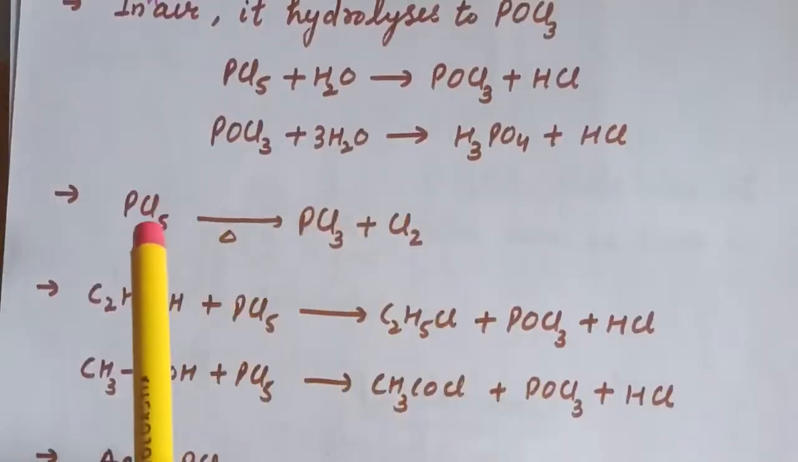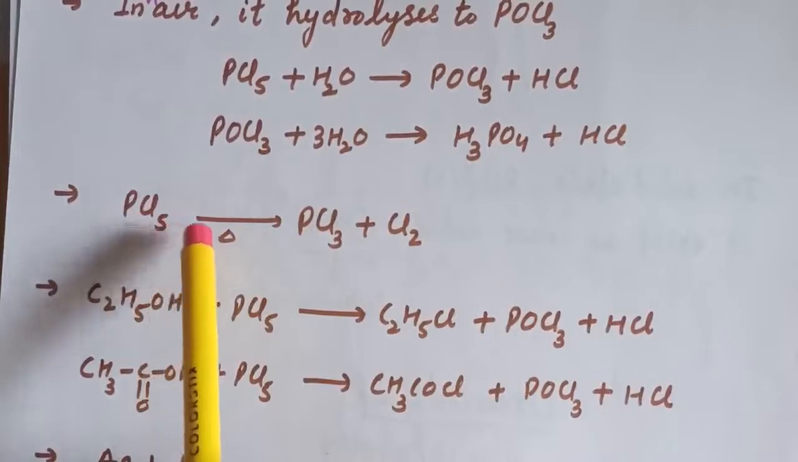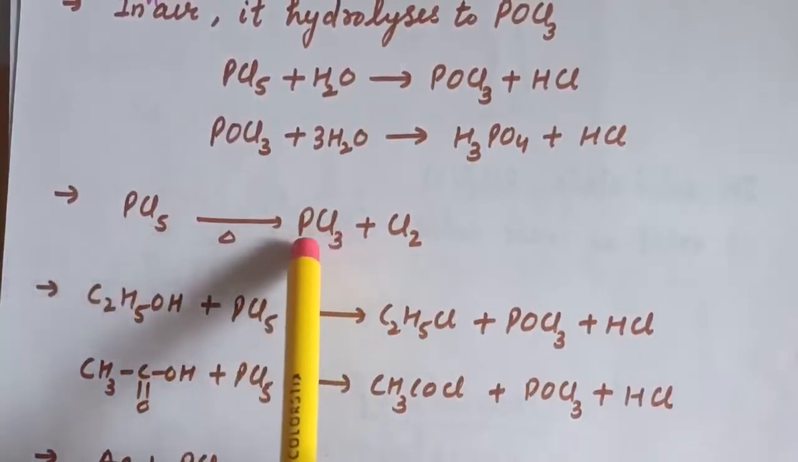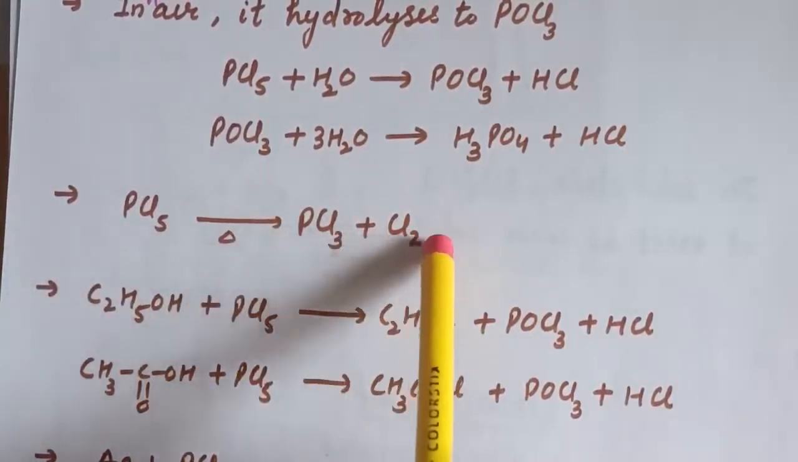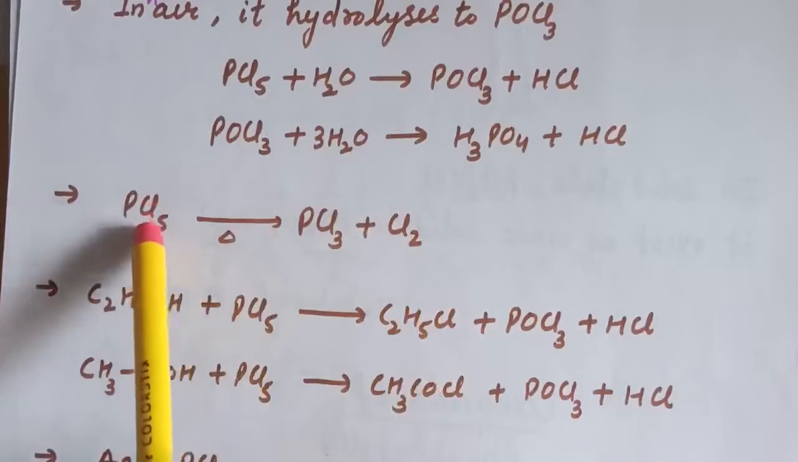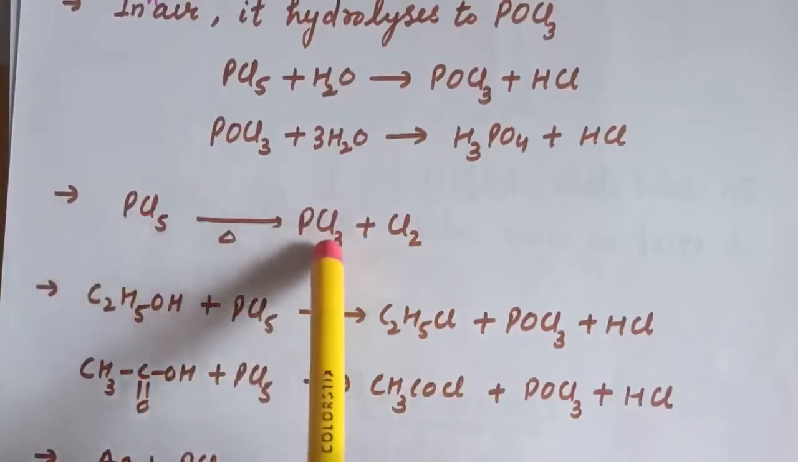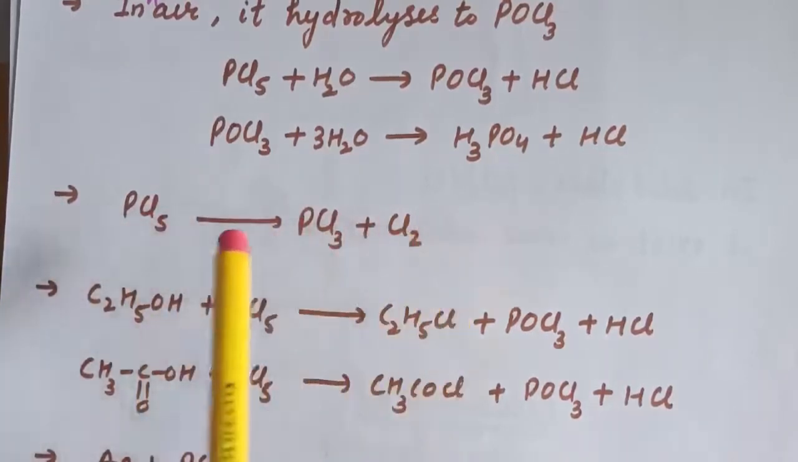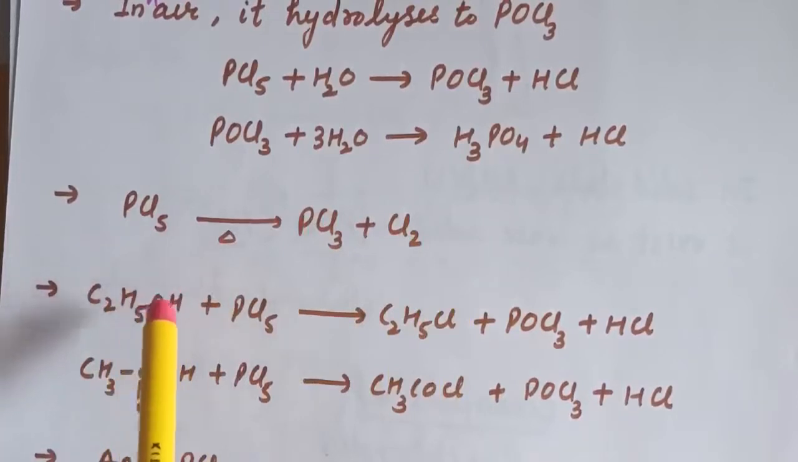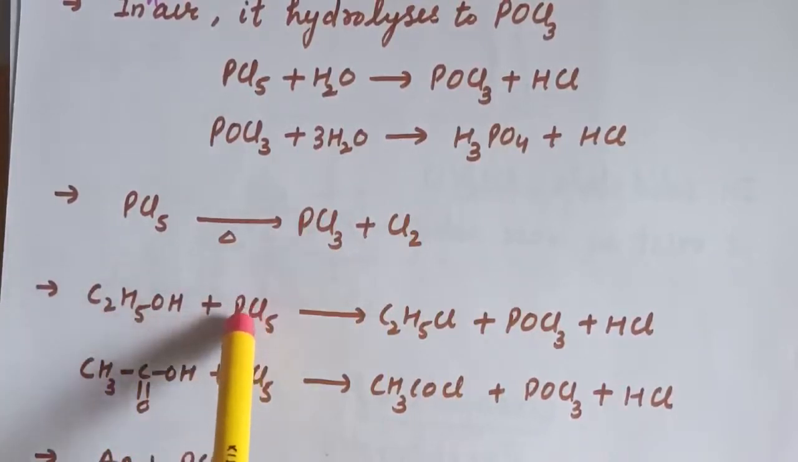Next property is, when we heat PCl5, it will convert to its trichloride and Cl2 gas will be released. That is, on heating PCl5 will convert to PCl3 and Cl2. Next property is, it also reacts with organic compounds.